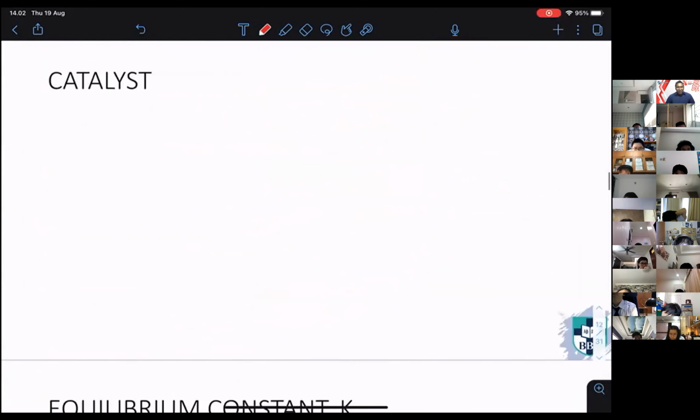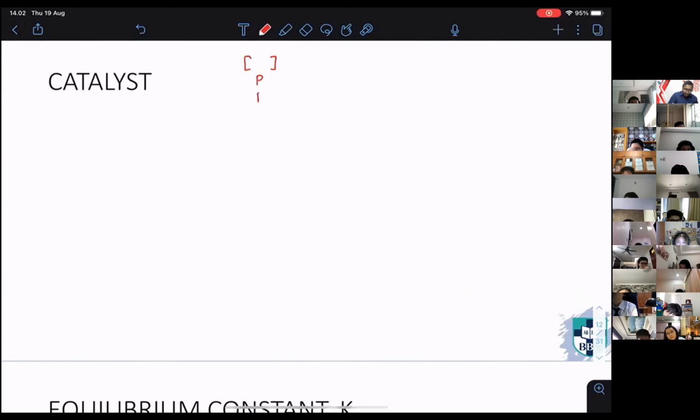So I recall again, we have done concentration, we have done pressure, we have done temperature. Now we come into catalyst. If you look at all this, these are the factors that might affect rate of reaction. If you increase concentration, rate will increase. If you increase pressure, rate will increase. Increase temperature, rate will increase. If you put catalyst, rate also will increase.